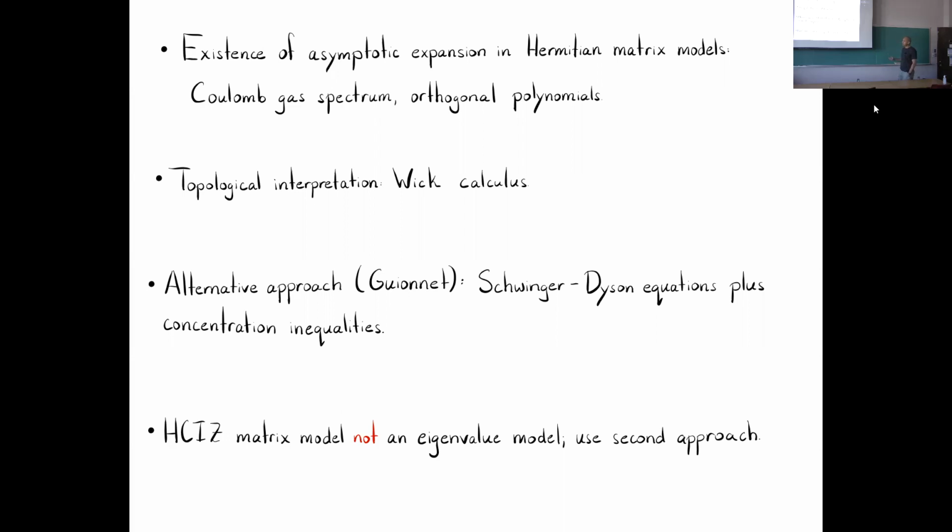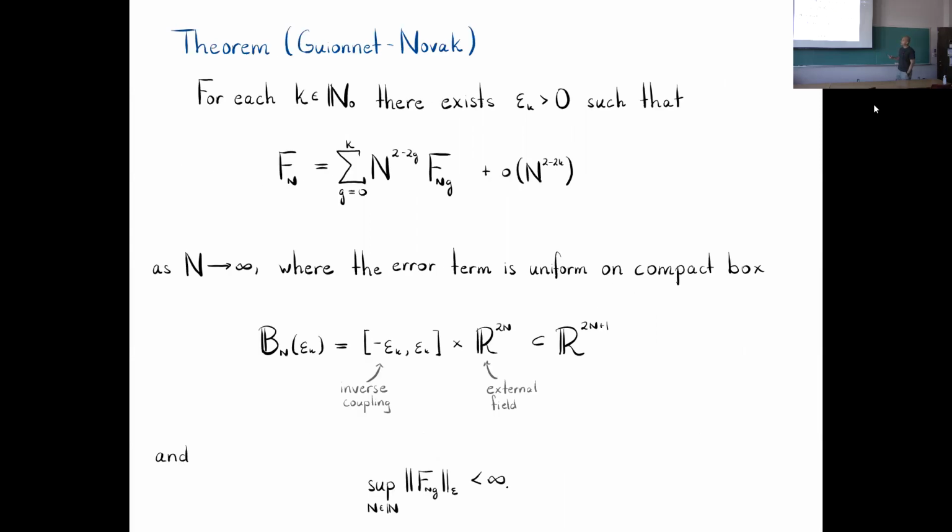And as we discussed, this HCIZ matrix model that we're talking about is not an eigenvalue model, so you can't do this, but you could potentially do this. And indeed, there are Schwinger-Dyson plus concentration methods that you can use, so they're complicated. They're based on Voiculescu's cyclic gradient machinery. And you get a theorem that looks like this, which is a theorem of Elise and myself from a couple of years ago, which is that for each k you would like, any arbitrary non-negative integer, there's some positive epsilon_k, so it depends on k, such that this HCIZ free energy expands out to order k as n goes to infinity, so it's an asymptotic expansion.